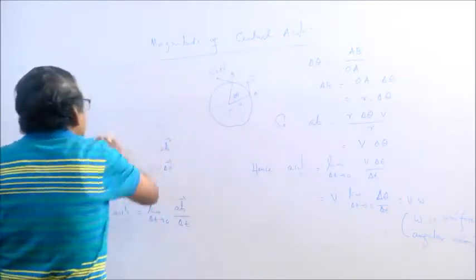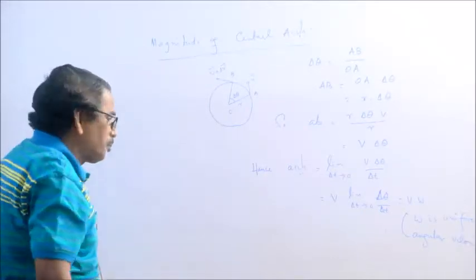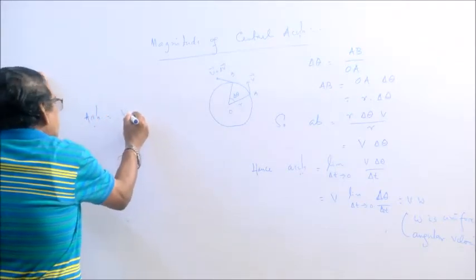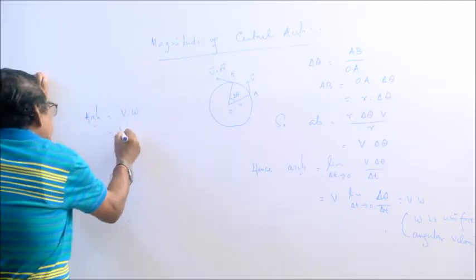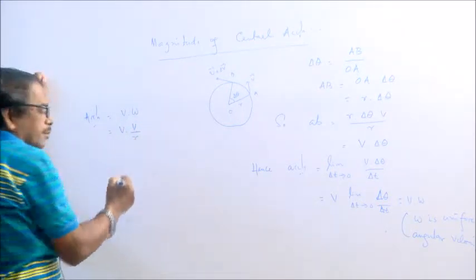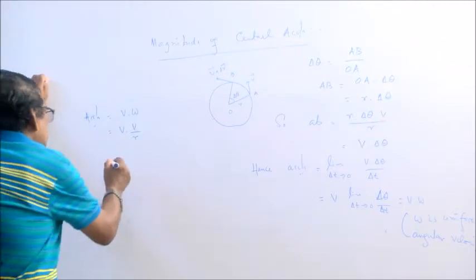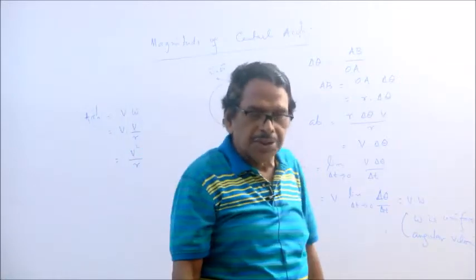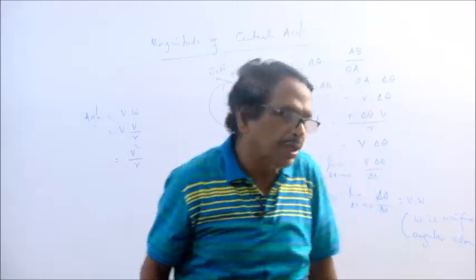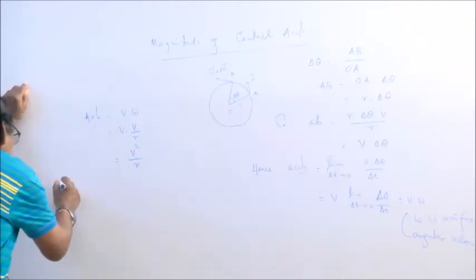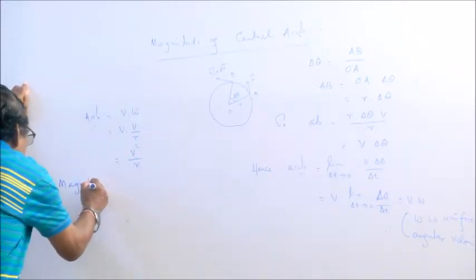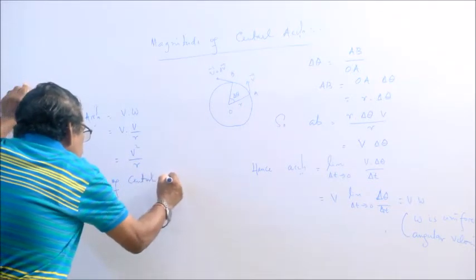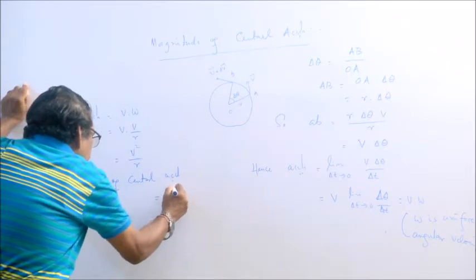So acceleration is equal to how much? Acceleration is V into omega. As you already know, V into omega is V by r. This is already proved. Therefore acceleration is V square by r. So what is the magnitude of central acceleration? Magnitude of central acceleration is equal to V square by r.